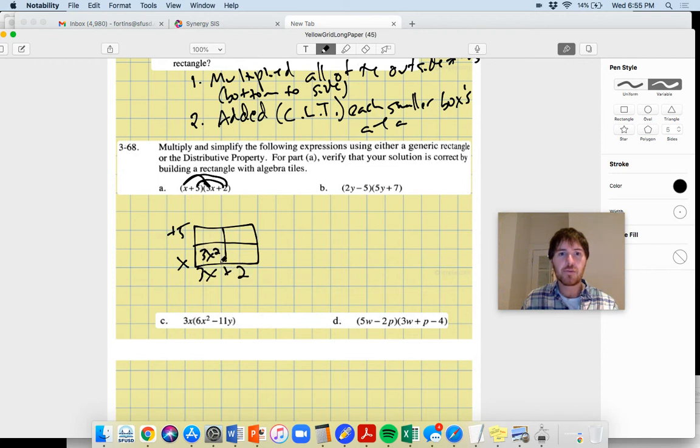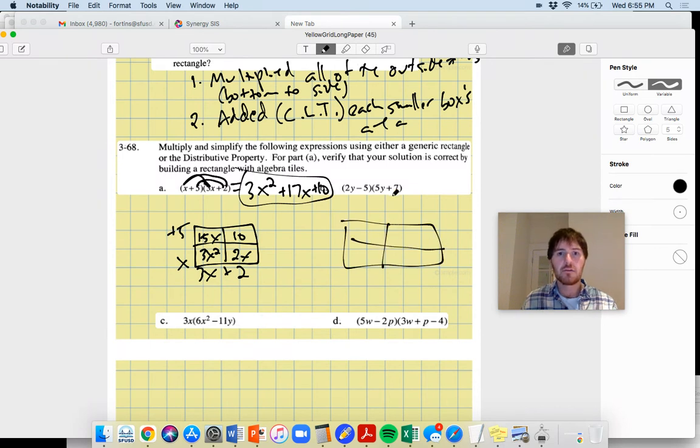Gives me 3x squared. 3x times 5 is 15x. 2 times x is 2x. 2 times 5 is 10. And I can combine like terms. 3x squared plus 17x plus 10. And good to go there. Generic rectangle. That's what it's all about, my friends. We got this. Get the powers in your hands. Let's do this. Let's learn the math here.